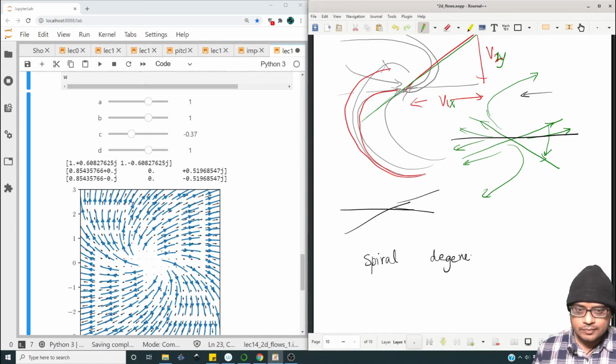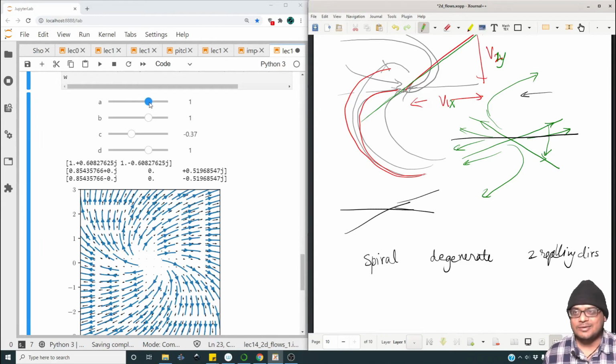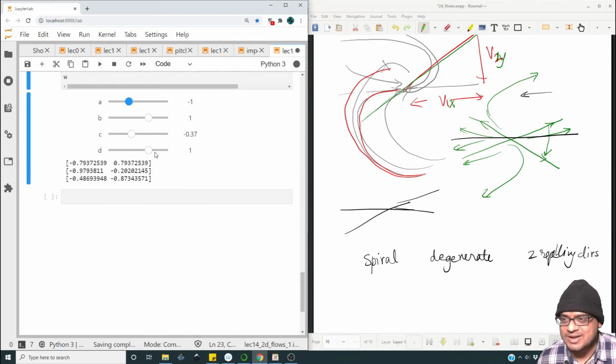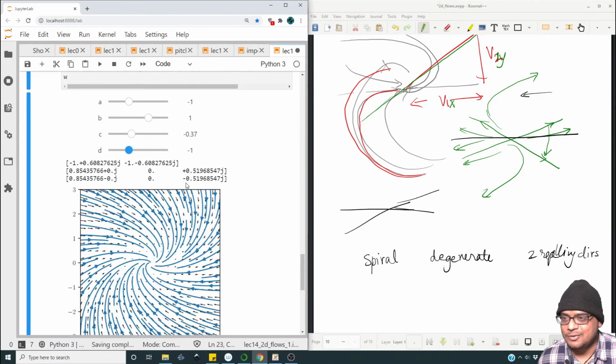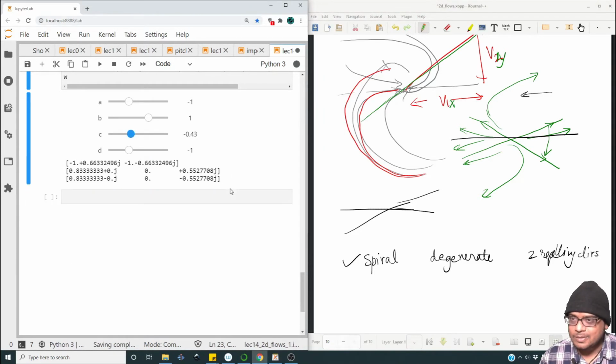We have the degenerate one case and two repelling directions as one case. And degenerate sits at the boundary between a spiral system and two repelling systems. Okay, I hope it is clear by this illustrative example. Let us go to a negative value and a negative value. In this case, it will be attracting now. So it's an incoming spiral, and let us now make C 0 so that it becomes degenerate again.